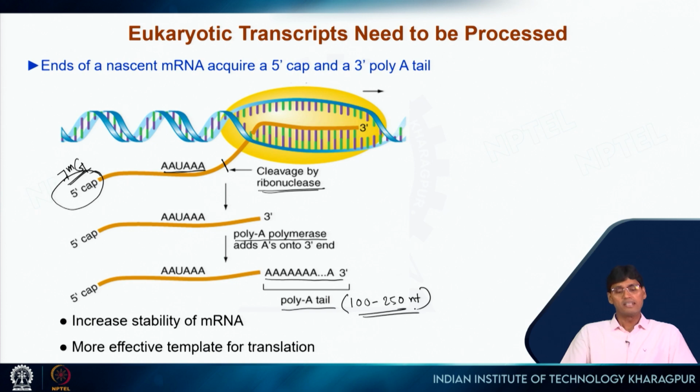So, all these things like the 5 prime cap as well as the poly-A tail increase the stability of mRNA, as well as it is a more effective template for translation, which I will discuss during the translation.